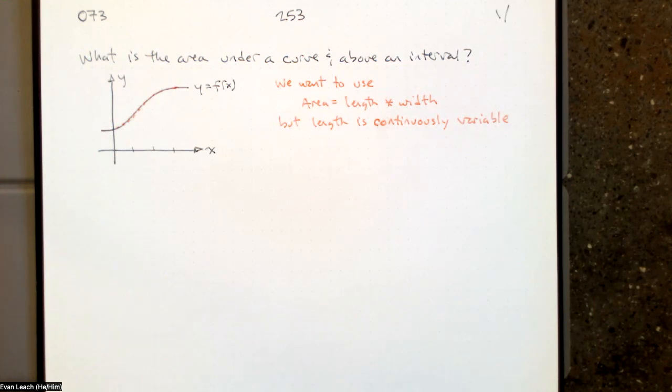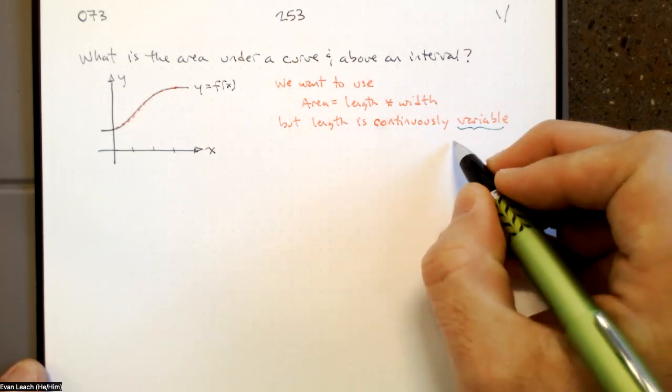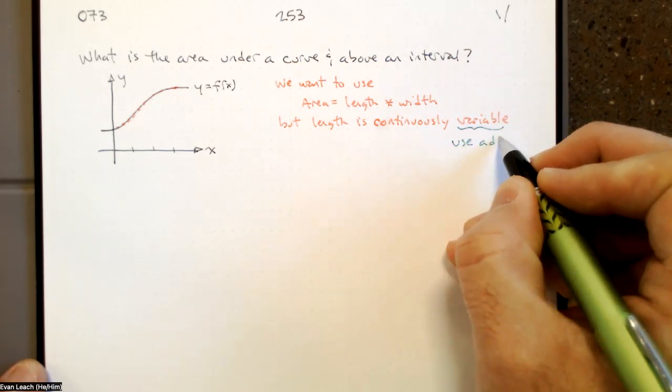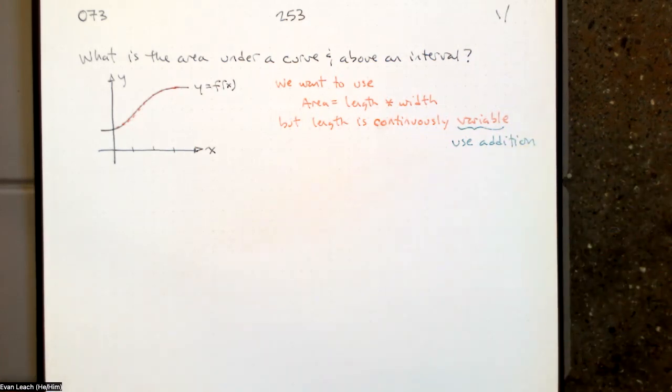The variable part is the easier part to deal with. We multiply when things are constant. We get to multiply when we're trying to add things up and they're constant. But if things are variable, we're going to use addition. So just dealing with the variable part, not too big of a deal. We're just going to use addition. Addition is what we do when we don't have multiplication, when things are not the same. But this continuous is a problem because there's nowhere to put the plus signs.